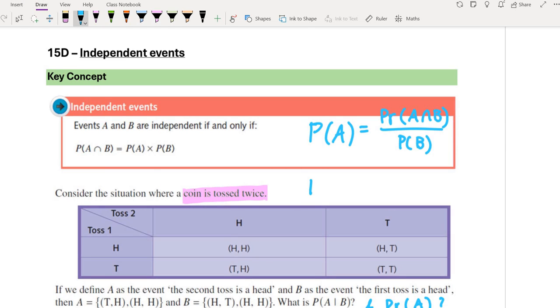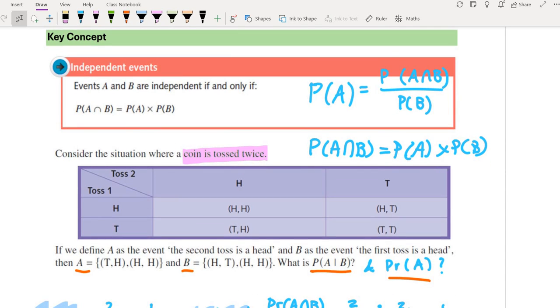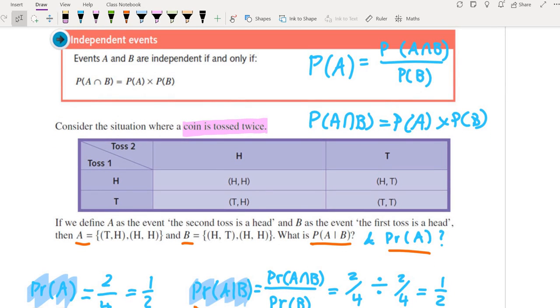Then we can rearrange the equation so that probability of A intersection B equals probability of A times probability of B. So this is how we get this equation, and this equation is a useful way for us to see if 2 events are independent of one another. The word independent means it's not affected by the other. It results on its own.